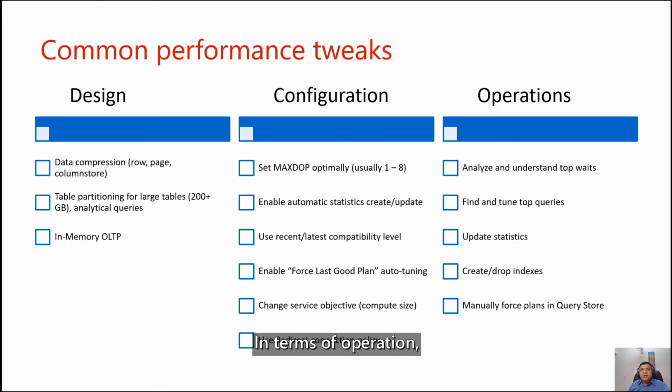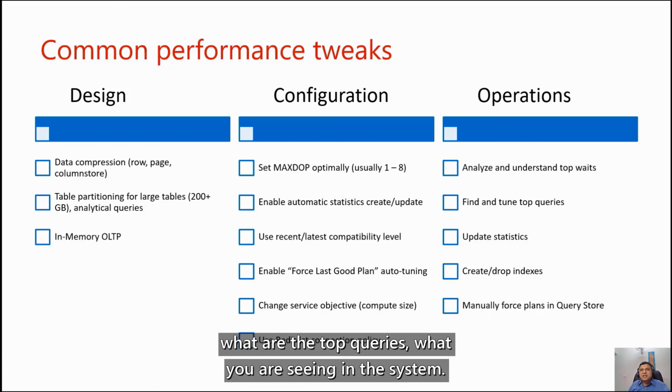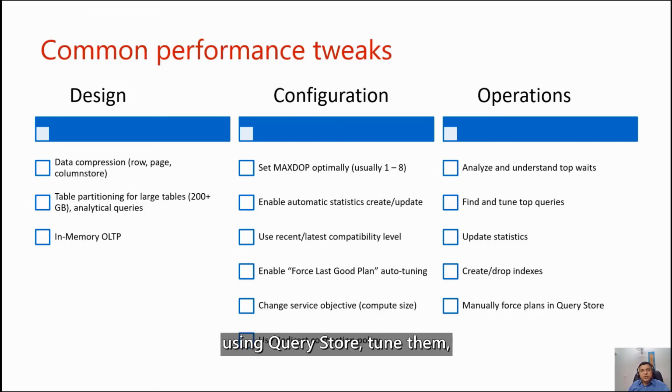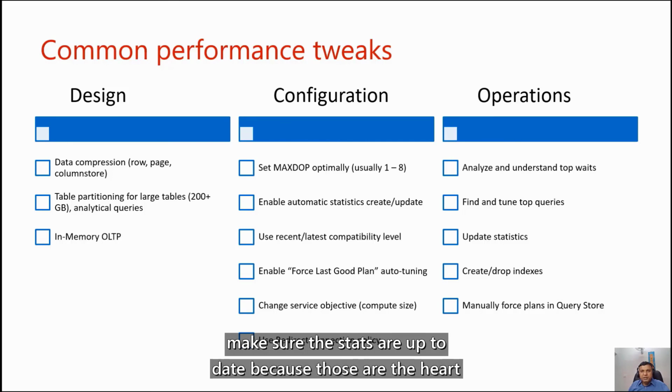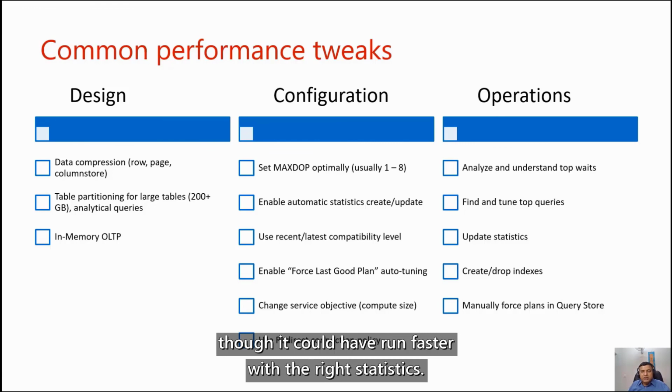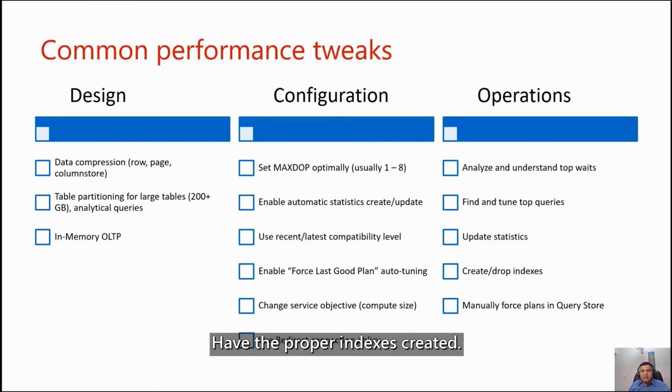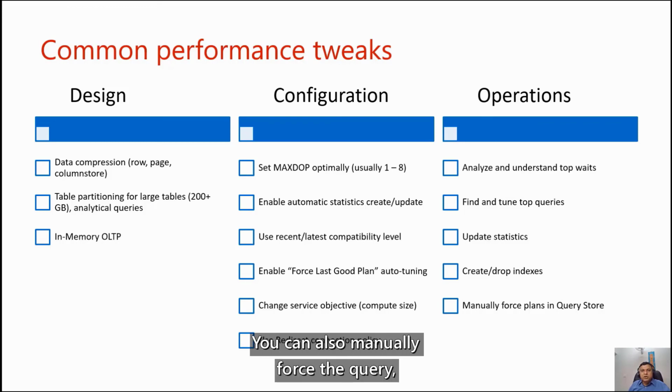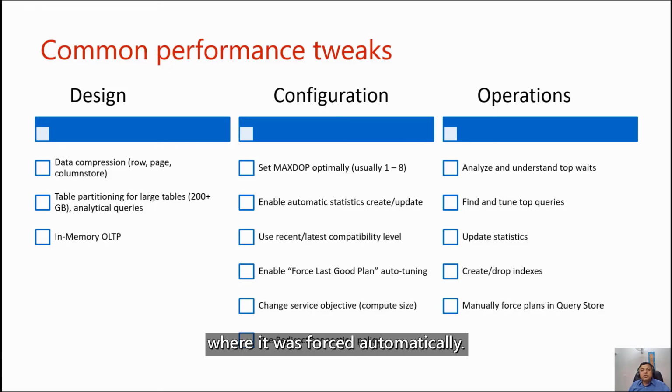And in terms of operations, what are the top waits you are seeing in the system? Find out the top queries, use the query store, tune them, and make sure the stats are up to date, because those are the heart of the query optimizer. With the wrong stats, it can make the wrong estimation, and hence a query takes longer even though it could have run faster with the right statistics. Have the proper indexes created, drop the unused indexes, and you can also manually force the plan via the query store, which is what I demonstrated, where it was forced automatically. You can also force the plan.